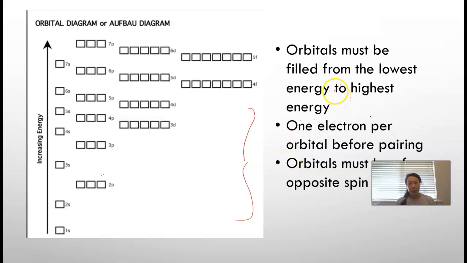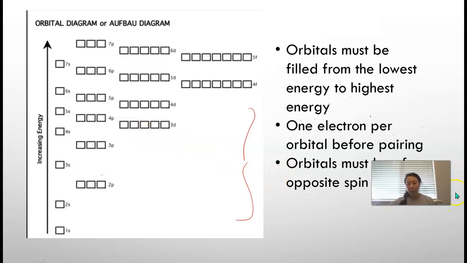The first one: you must fill orbitals from low energy to high energy. That means when you put in electrons, they go from 1s to 2s to 2p to 3s to 3p, 4s, 3d, 4p, and so on and so forth. You put one electron per orbital before pairing, and that's really going to show up when you hit the p orbitals and d orbitals. When I fill one out, you'll see what that's like.